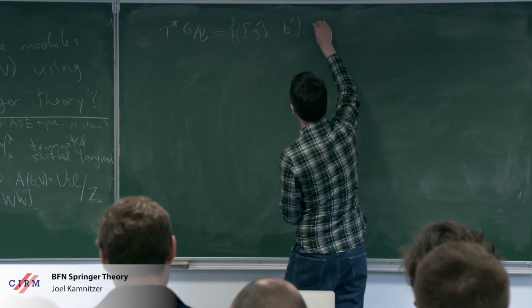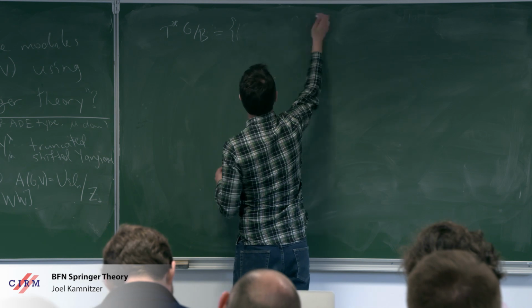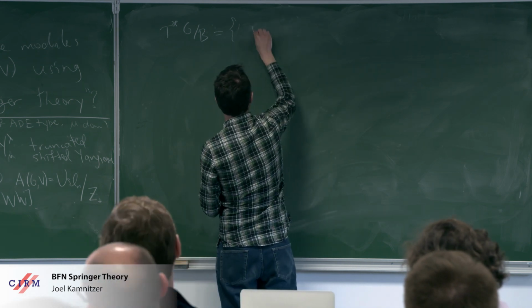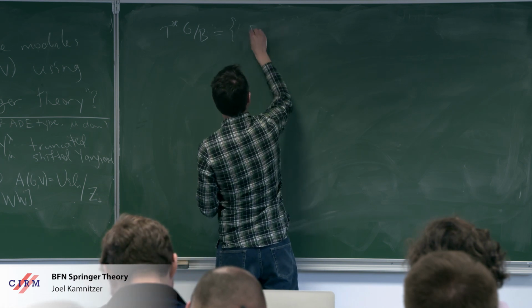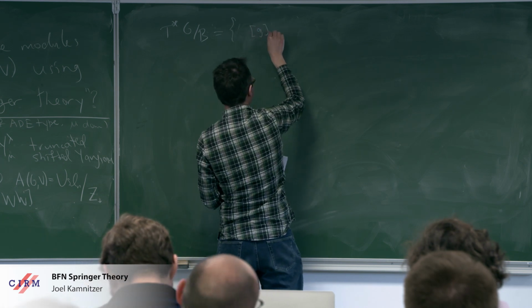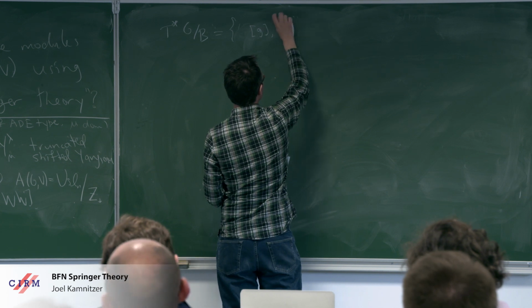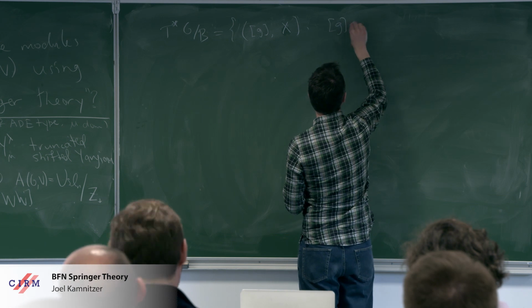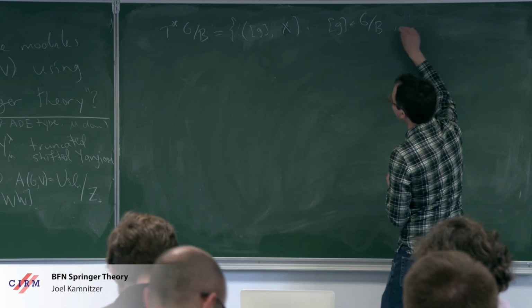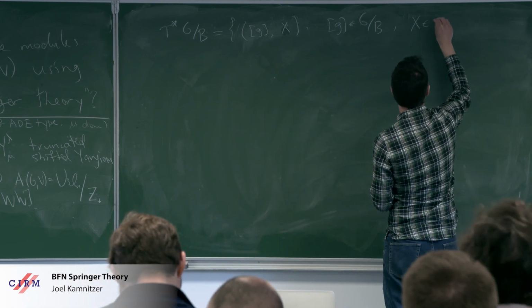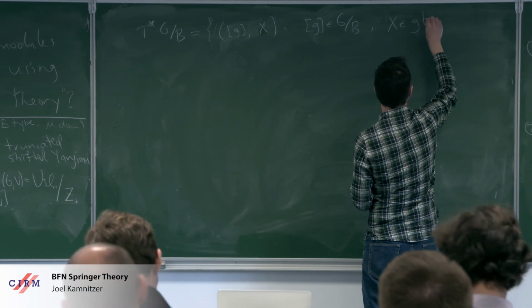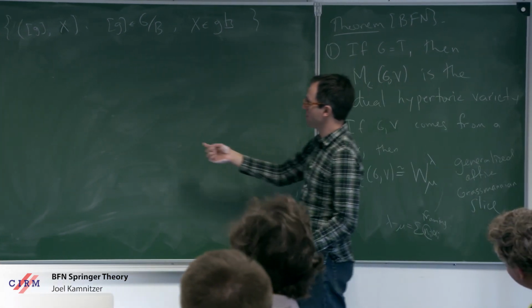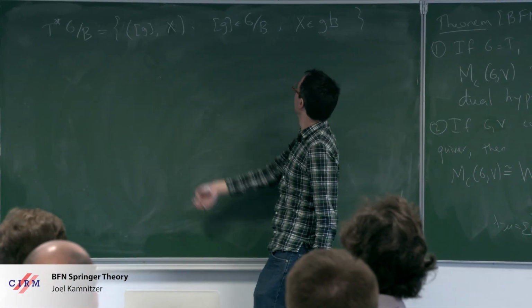So B prime is, sorry, that's not right. Let me write the other way around. I'll try to make it look more like what I was writing before. G and X, where G is in the flag variety and X is in G of the standard Borel. Sometimes you might write a pair consisting of a Borel and a nilpotent.